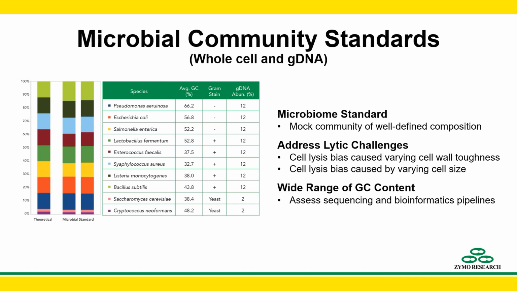There's also a wide range of GC content, and while lysis is very unlikely to be affected by GC content, library prep for sequencing can be very strongly affected by GC content, and that can create significant biases during microbiome analysis. So being able to detect that through a standard is also extremely useful.